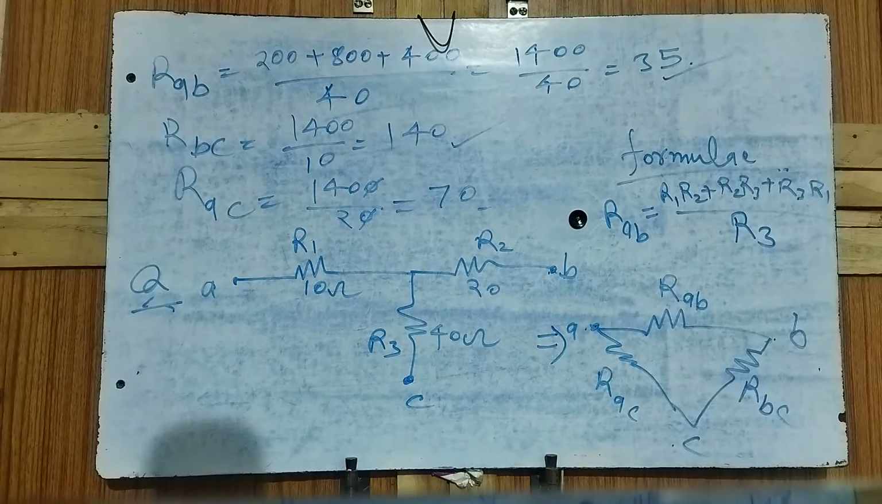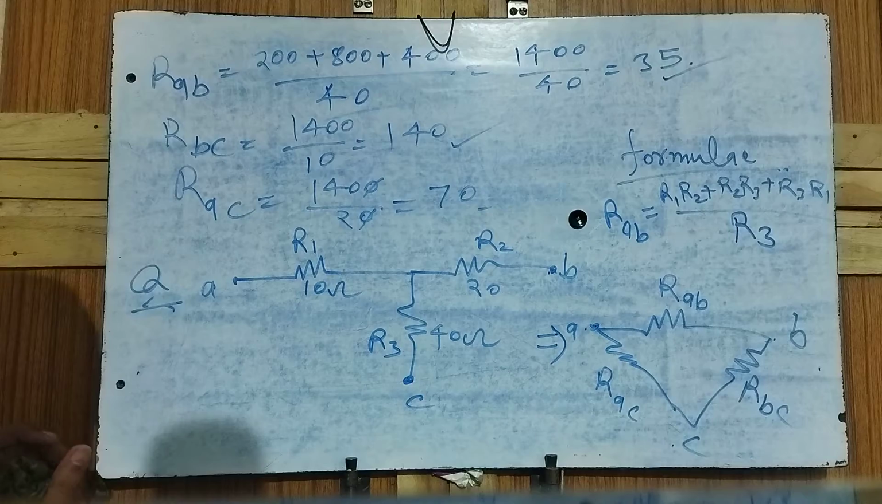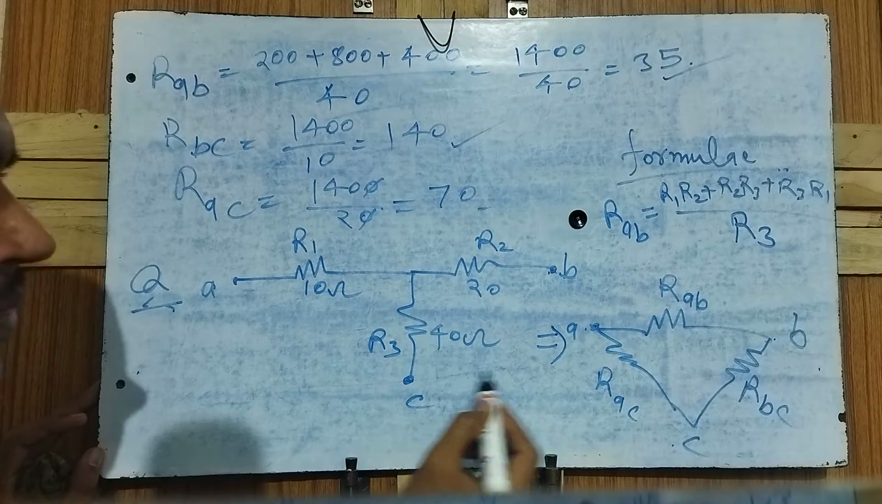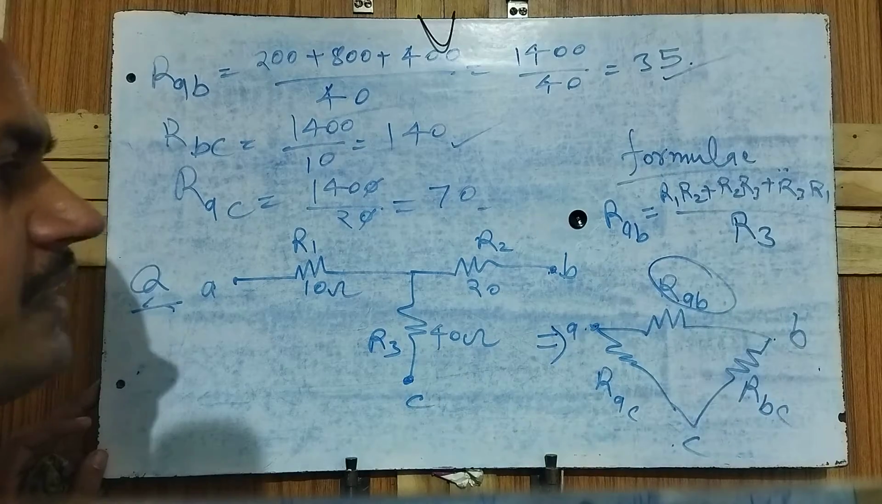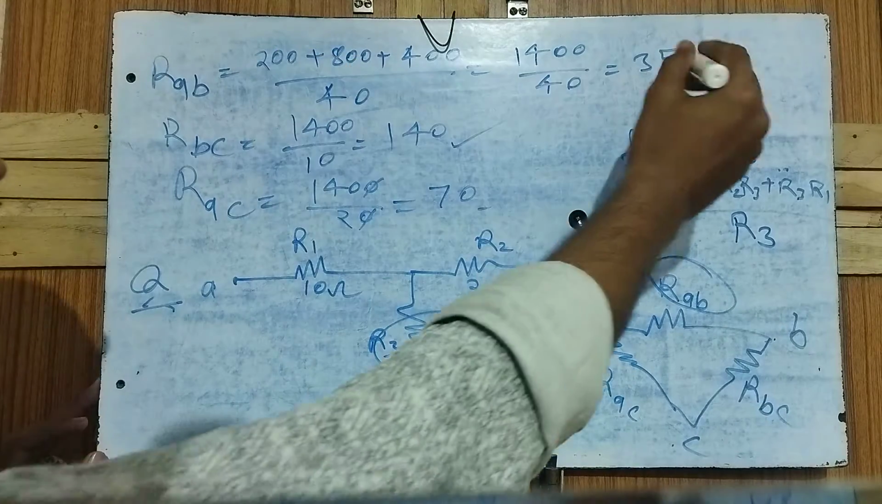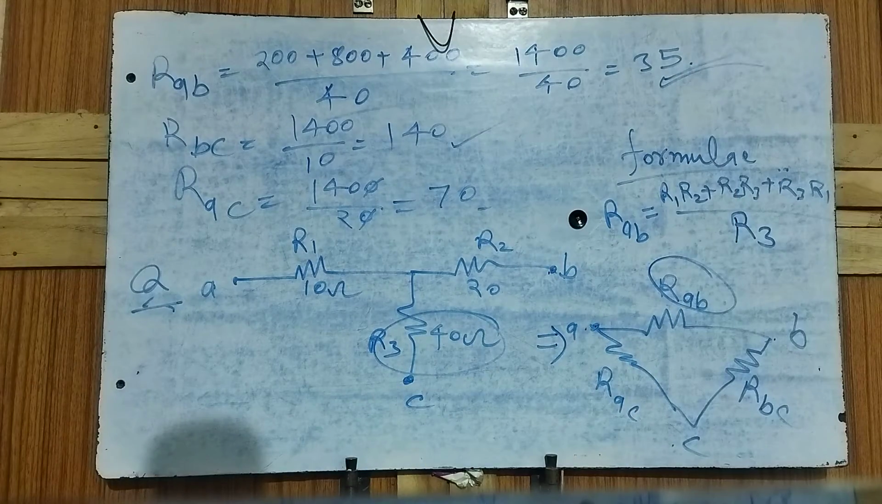If the question asks for the value of RC, that means we are finding RAB, which is divided by 40. The value of that is 35. You can find it like that.